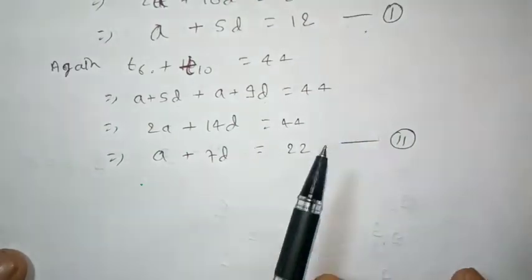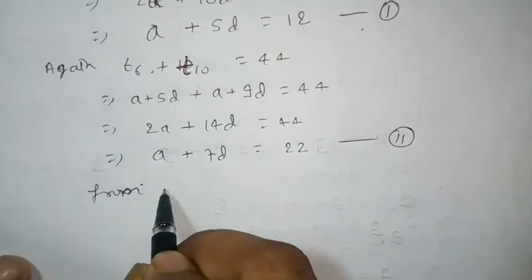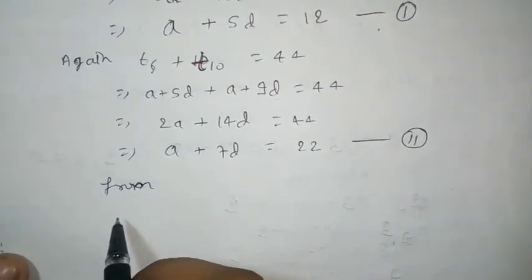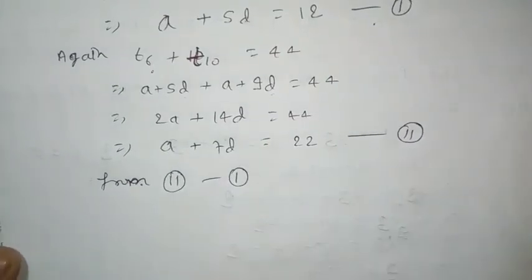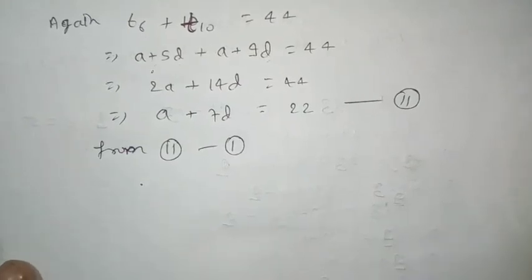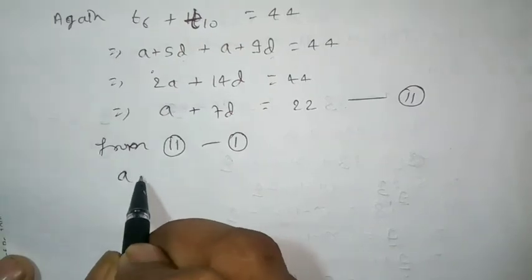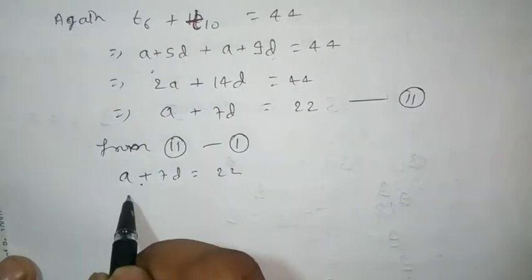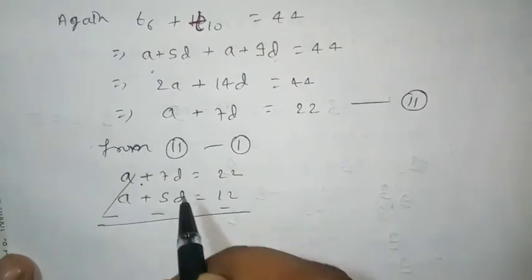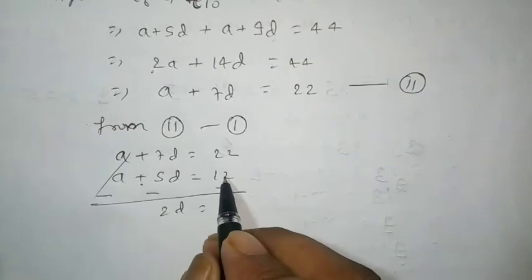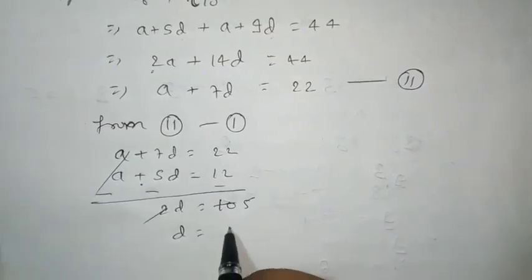Now I am subtracting equation 1 from equation 2. A plus 7D is equal to 22, A plus 5D is equal to 12. Subtracting, 7D minus 5D is 2D, and 22 minus 12 is 10, so 2D is equal to 10, and D is equal to 5.